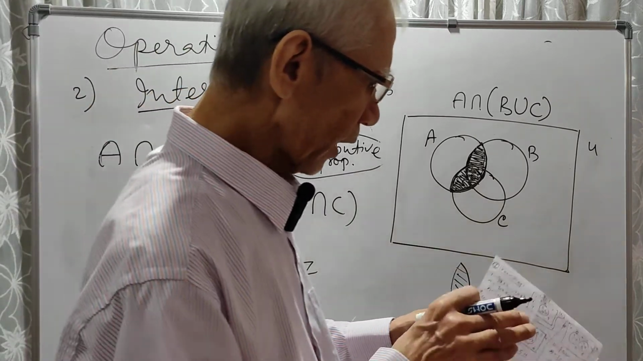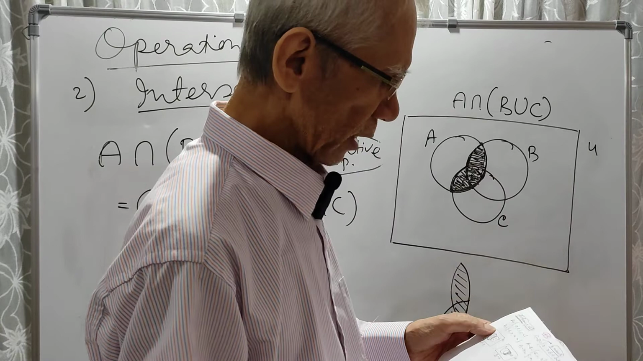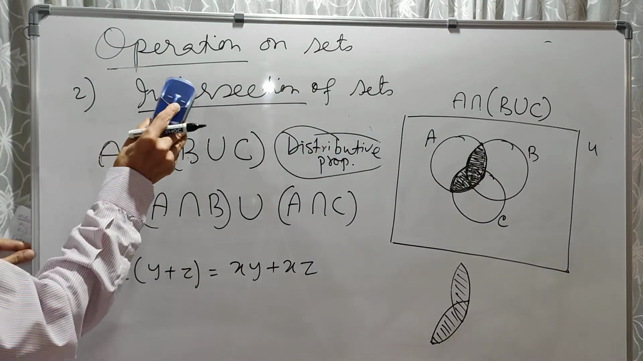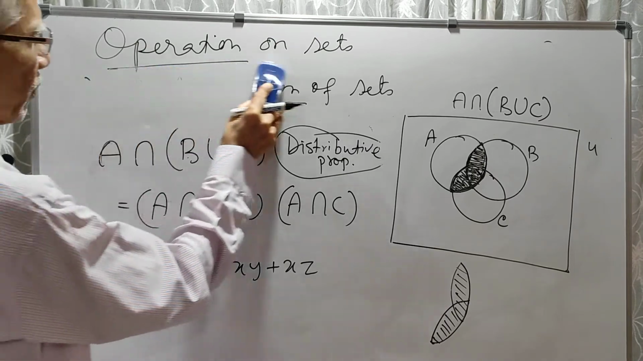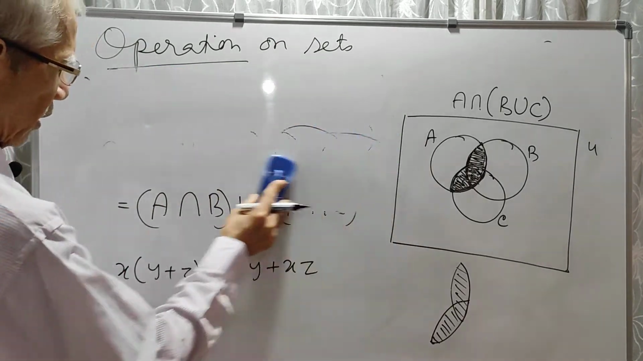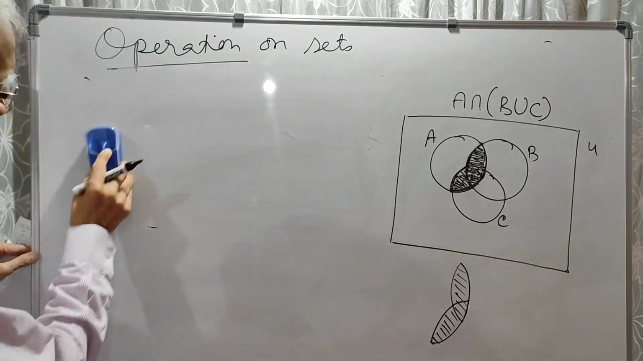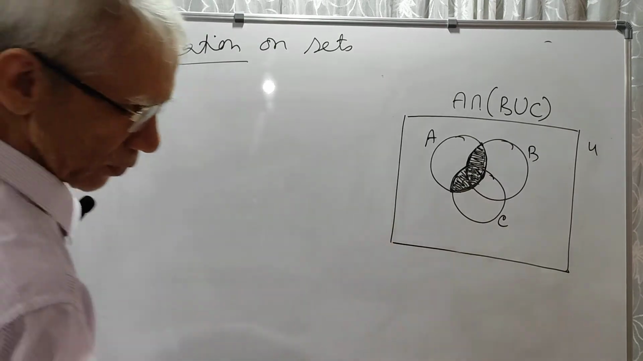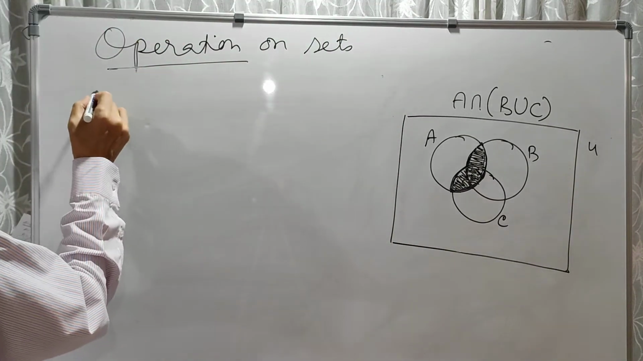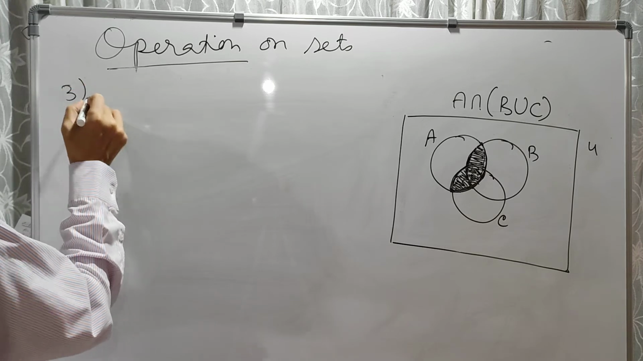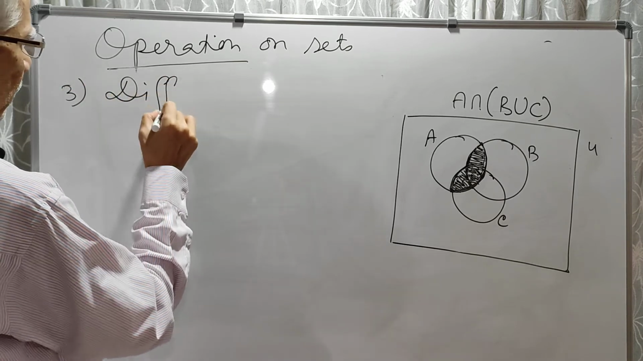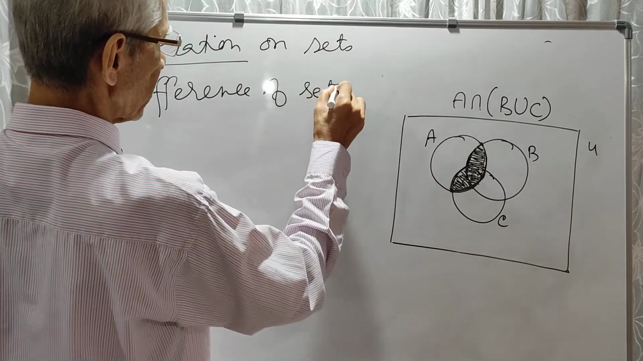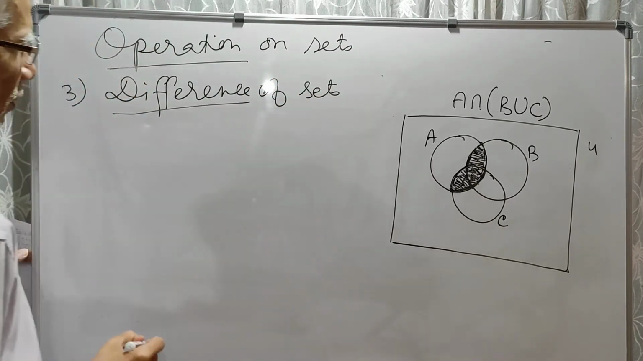Okay, then last one for today. Last operation. So we did union, we did intersection, and the last operation is difference. Difference of sets, difference of two sets. So this is the third operation, difference. All right.